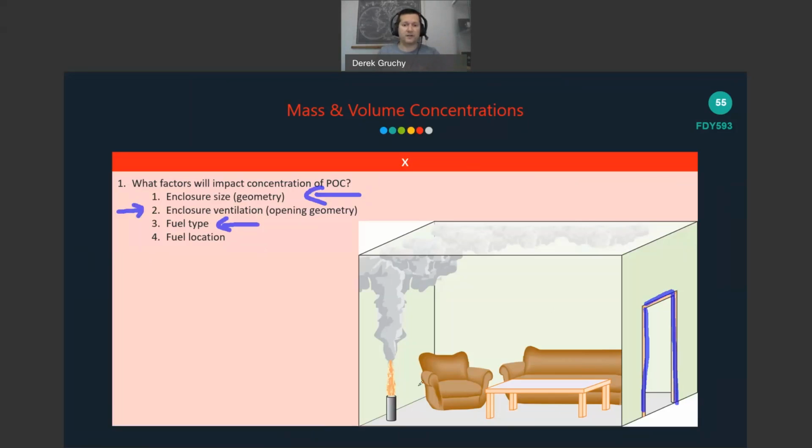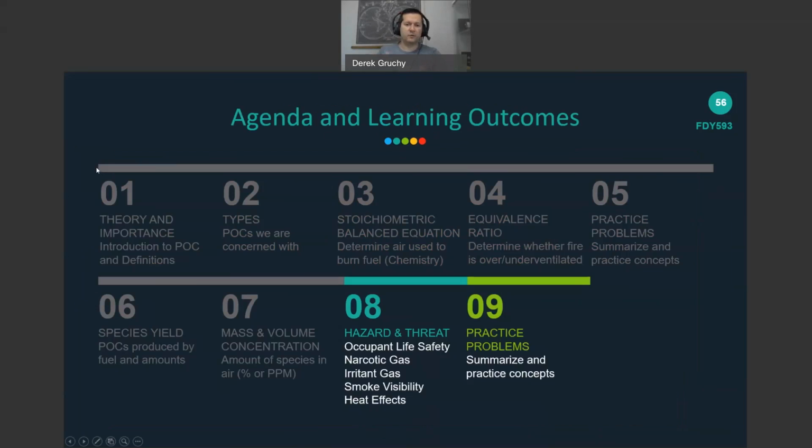And where is that fuel? All right, so where does the fire start? And then where's the other fuel? So if we move things closer to the original fire, they'll catch on fire quicker. It'll create more products of combustion. All of that stuff has an impact. And so that's all important to remember. And so next we'll take a look at the calculations we can do to determine life safety. And that'll be the next video.